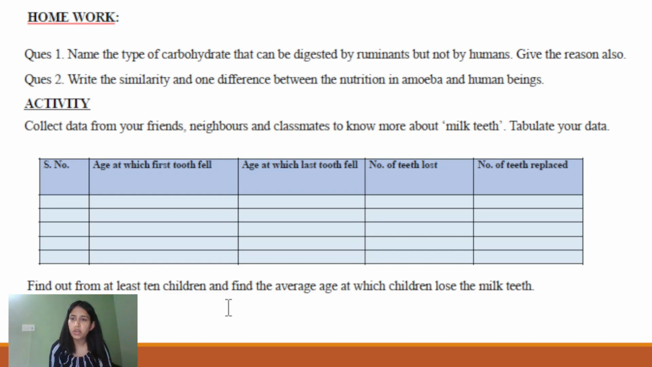The activity that you'll have to do is collect data from your friends, neighbors and classmates to know more about milk teeth, and tabulate your data with 5 serial numbers. The categories will be age at which the first tooth fell, age at which the last tooth fell, number of teeth lost and number of teeth replaced. Find out from at least 10 children and find the average age at which children lose their milk teeth.